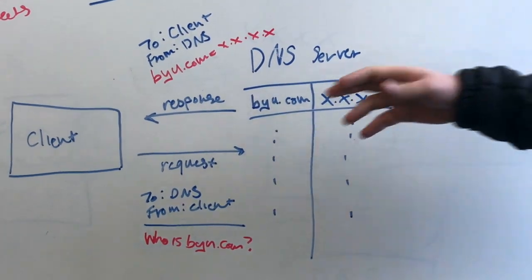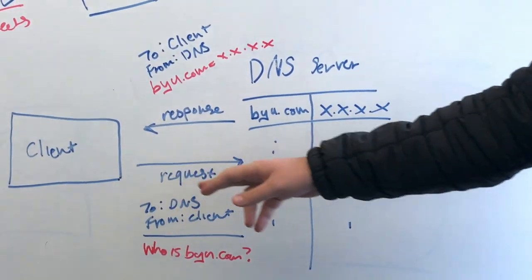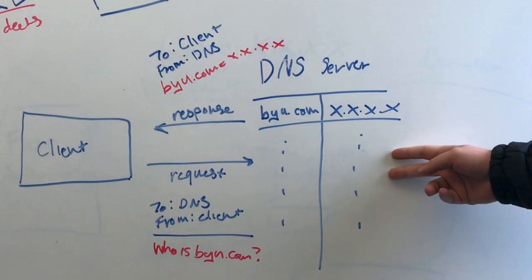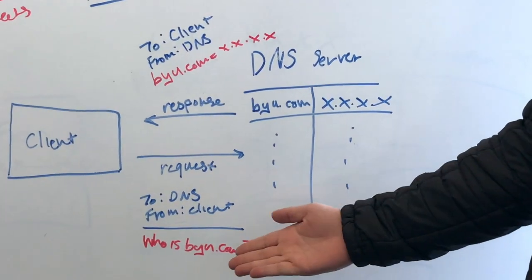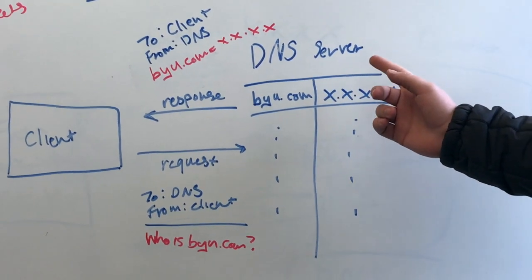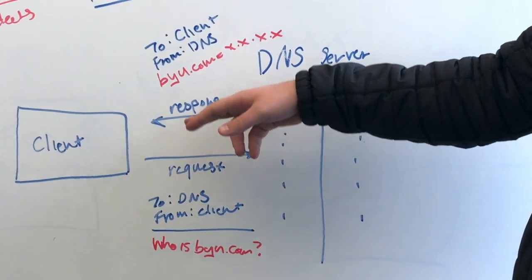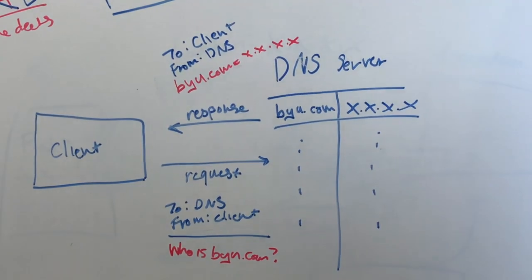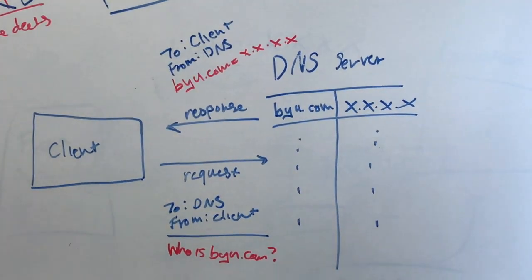This is how a DNS server works. A client will send a request to the DNS server asking where a certain domain is. The DNS server is going to respond to the client with the location of the server.